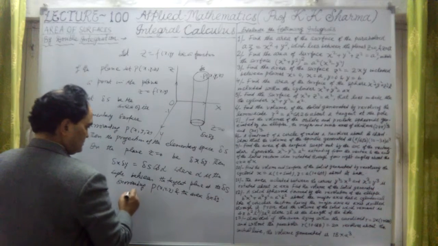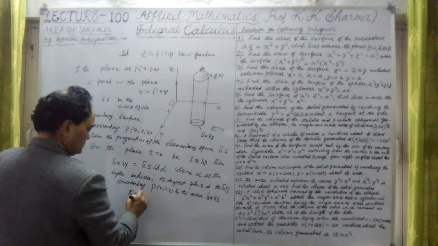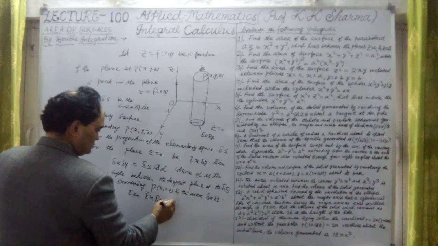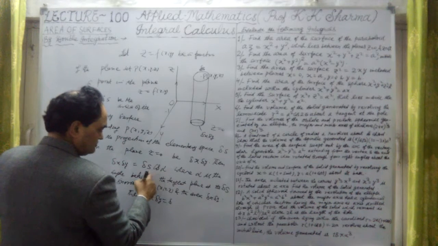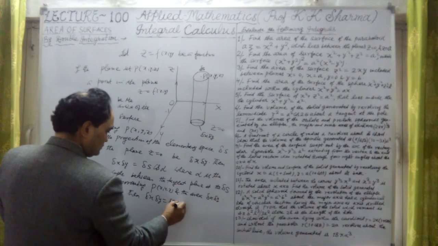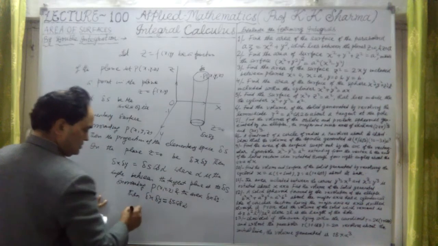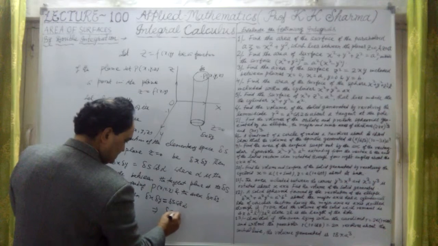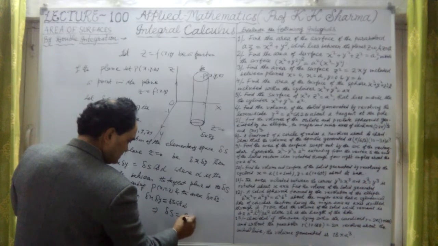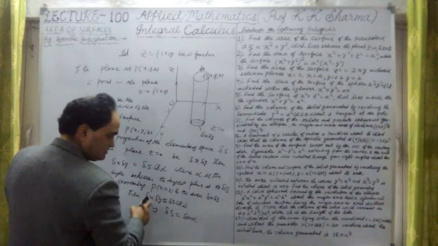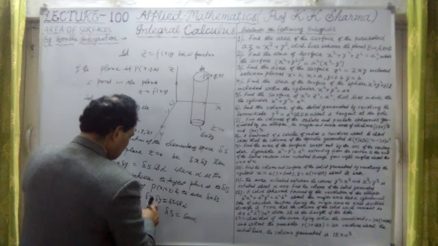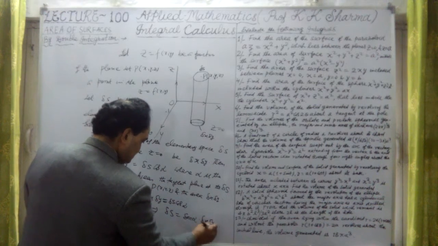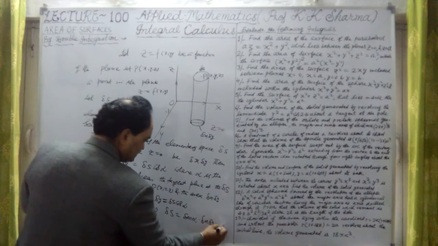Then delta x delta y is equal to the base, and the value of the base is delta S into cos alpha. This implies that we can write delta S equal to delta x delta y divided by cos alpha, which gives us secant alpha into delta x delta y. Let me take this as the first equation.